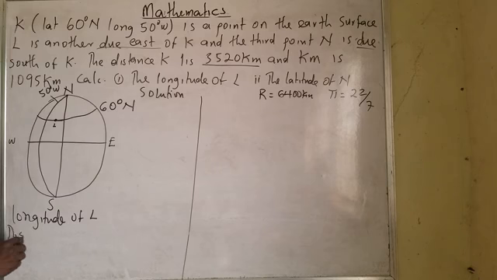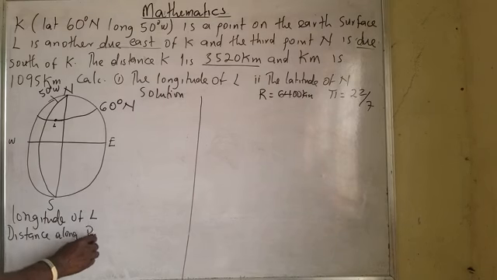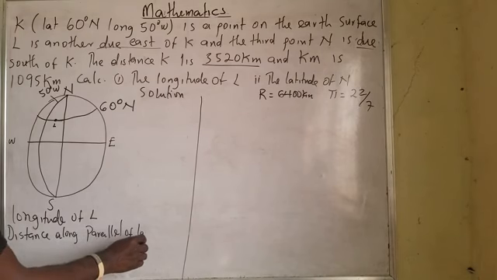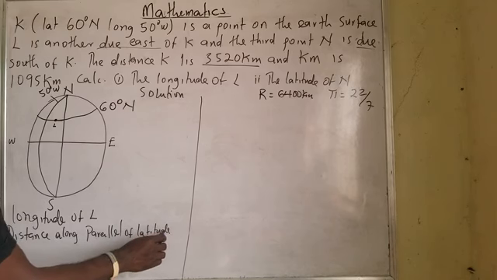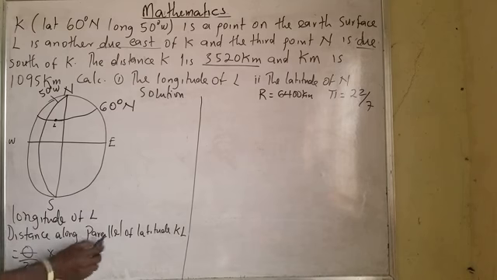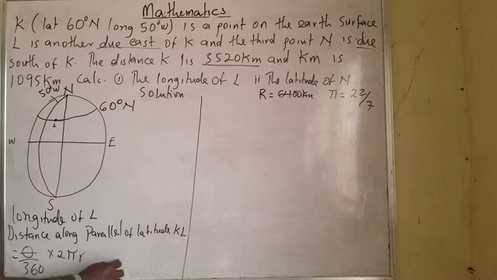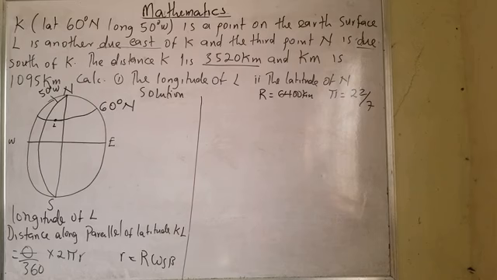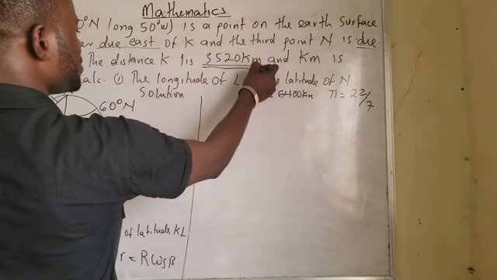Now, it means distance along the parallel of latitude KL, which we all know is theta over 360 multiplied by 2 pi r, and we all know that this r is equal to big R cos beta. Take note of that. Since I know that, now KL lies on this particular number, which I will be talking about.